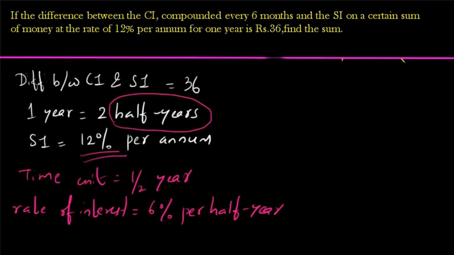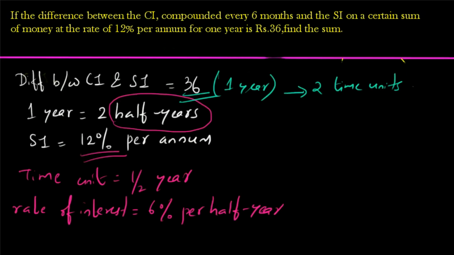And here, since the unit is half year, how many half years are we having? 2 half years. The difference between the compound interest and simple interest for 1 year is given. So it is actually 2 time units. Our time unit is half year. So the difference between the compound interest and simple interest for 2 half years is rupees 36. So we can very well use the formula here. Our shortcut formula is applicable for 2 years, and here the time unit is half year, so we have the difference for 2 half years.